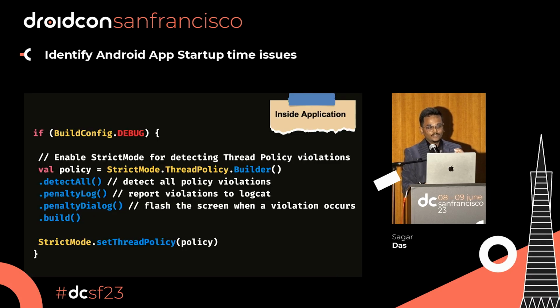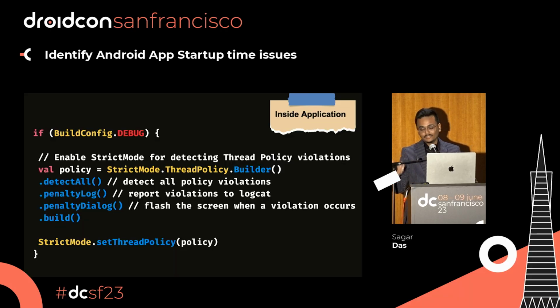There is a second level of penalty, which is called penalty dialog, and few engineers find it irritating, especially engineers working in a feature team who are not really aware of platform stuff. They're going to find it really irritating. Like, why does this dialog keep on flashing?